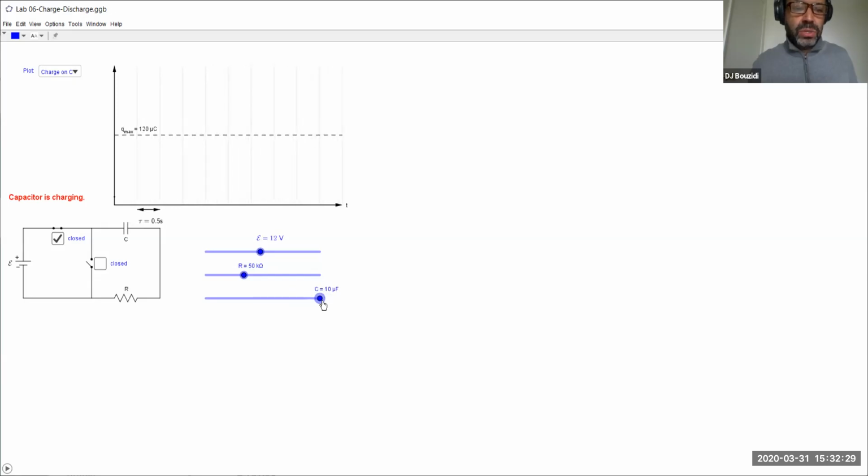So a higher capacitor can store more charge, lower capacitor stores less charge. But tau also is changing, lower C, lower tau, and so on and so forth. Right now we're charging, supposedly. We didn't show the graph right now, so I'm going to charge.